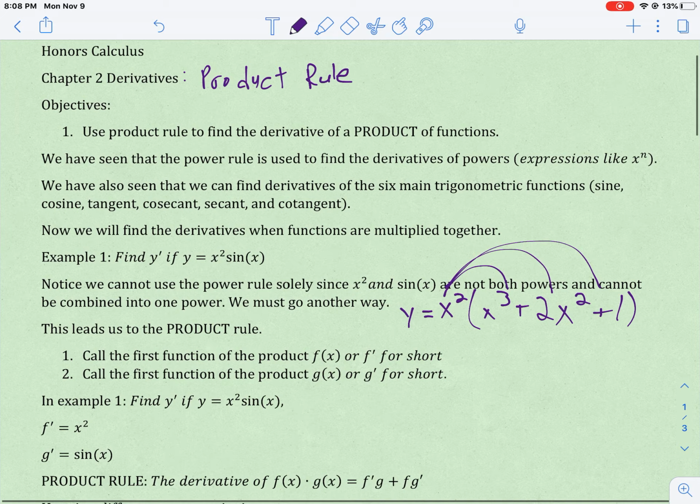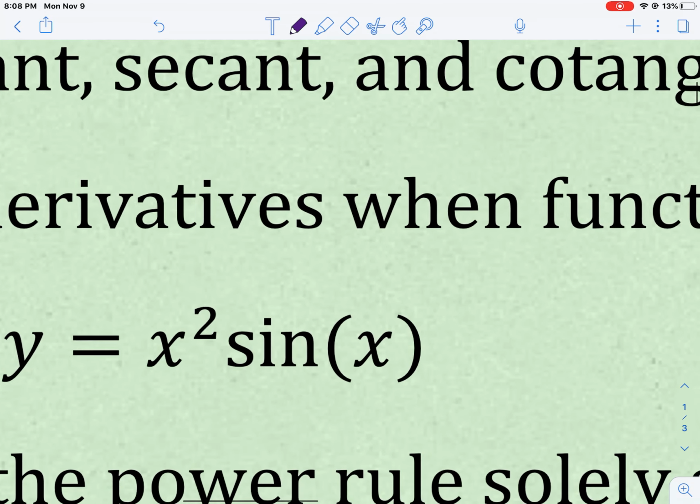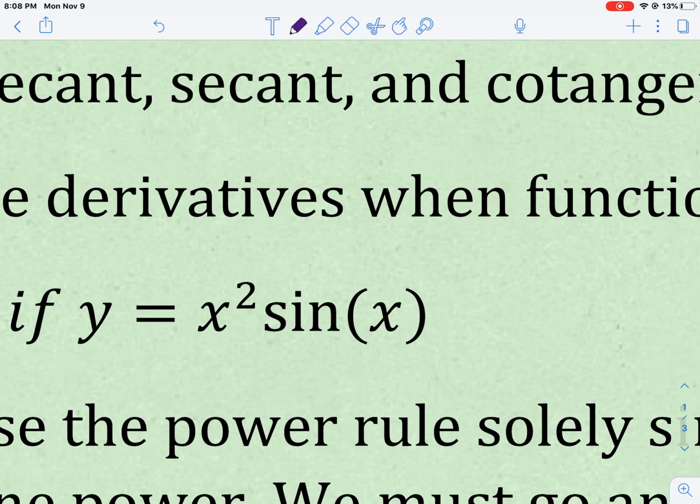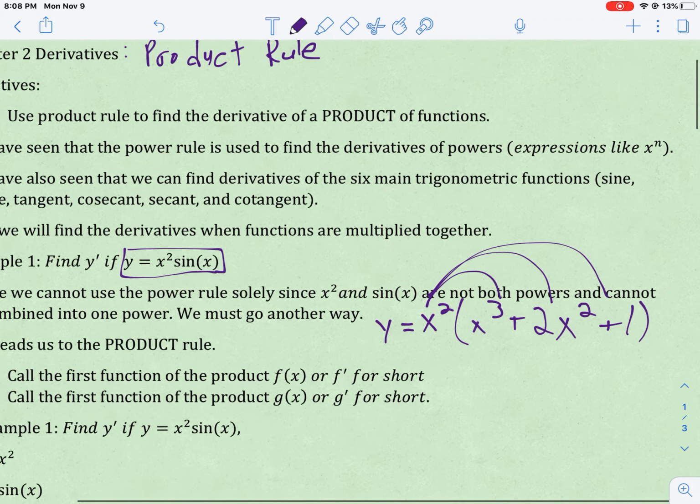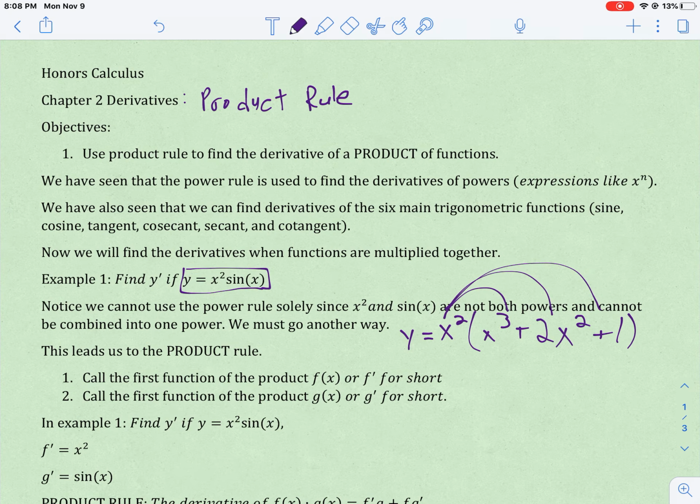So when you're multiplying x squared and sine x, right, you can't make it sine of x cubed, right? You can't do anything. And we definitely can't use power rule because the sine of x is not a power, right? It's a different function, okay? So for this reason, we go to the product rule.